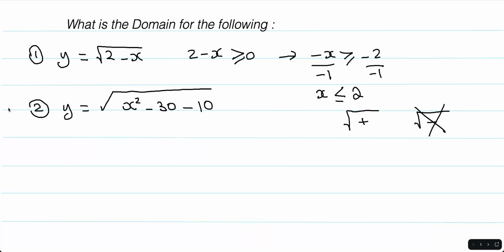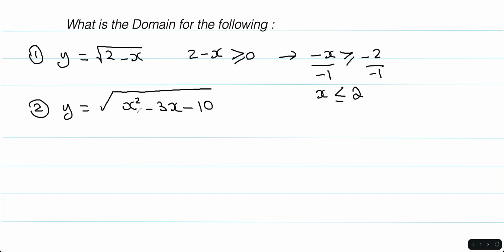Now if you sub in any number right here that's less than 2, you'll be assured that you'll get a positive number. But if you put in any number that's greater than 2, let's say you put in 3, then 2 minus 3 will give you a negative 1, and then you cannot square root a negative. That's basically what this is saying. So this is easy, but the next question is a little bit more challenging.